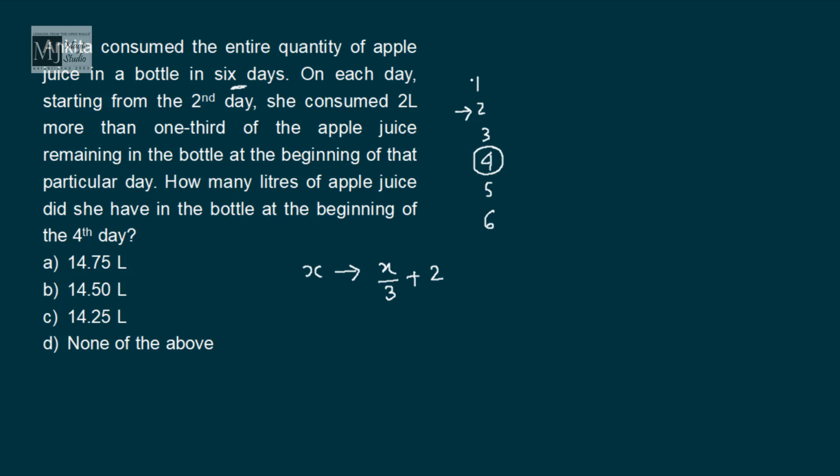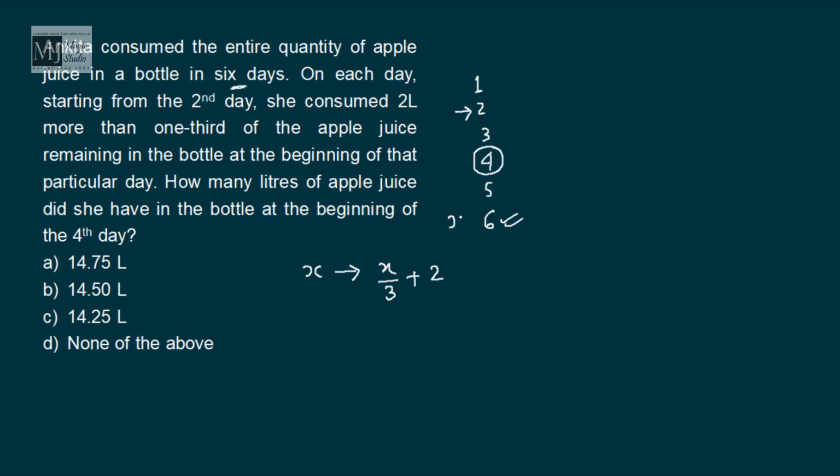How many liters of apple juice did she have in the bottle at the beginning of the fourth day? Now, if I start from the top and assume that there is X liters of apple juice in the bottle, it would be a tedious equation we would be framing. So it's always advisable to do the reverse working. What had happened on the sixth day?